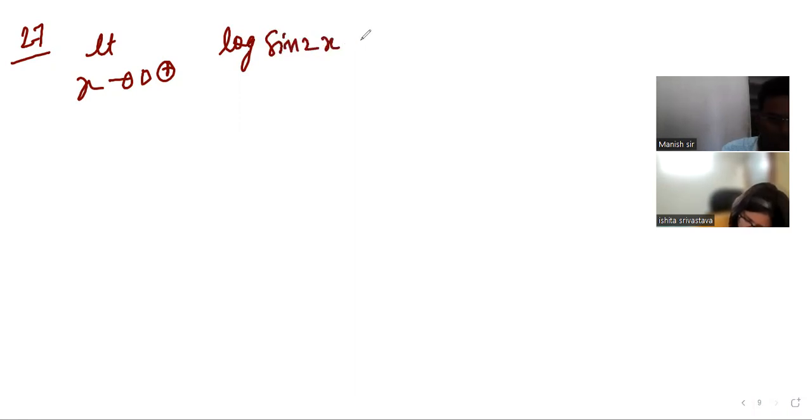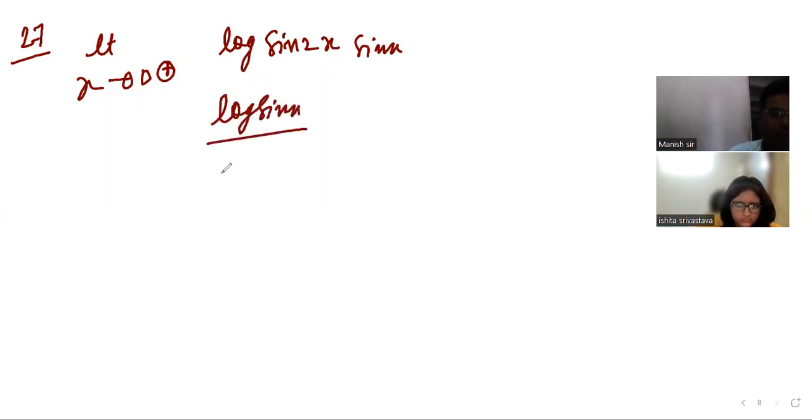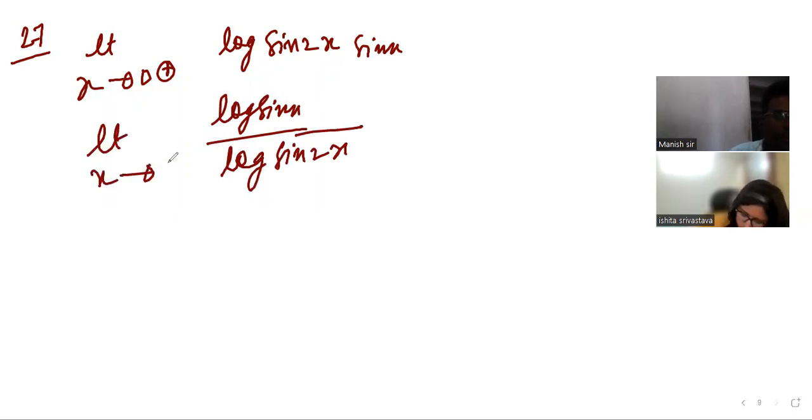Now question number 27: limit x tends to 0 plus of log of sine of 2x into sine of x. So I will use the change of base property here. It will be log of sine of x by log of sine of 2x. So this property is used here.